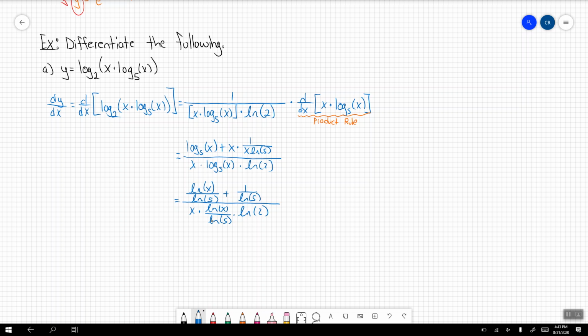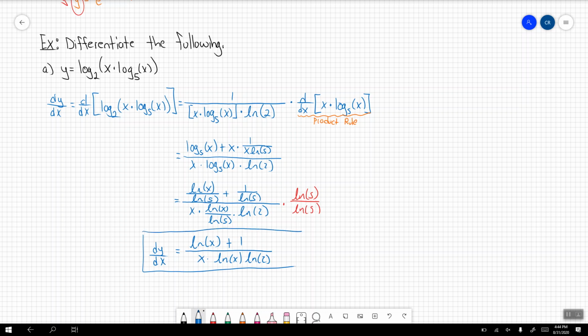Notice every single term in the numerator and denominator has a factor of natural log of 5, which means that if we then multiply by the natural log of 5, both numerator and denominator, they will cancel, which will then leave us with a numerator of the natural log of x plus 1 and a denominator of x times natural log of x times the natural log of 2. And that's the final result. This is the derivative that I am looking for. There we are.